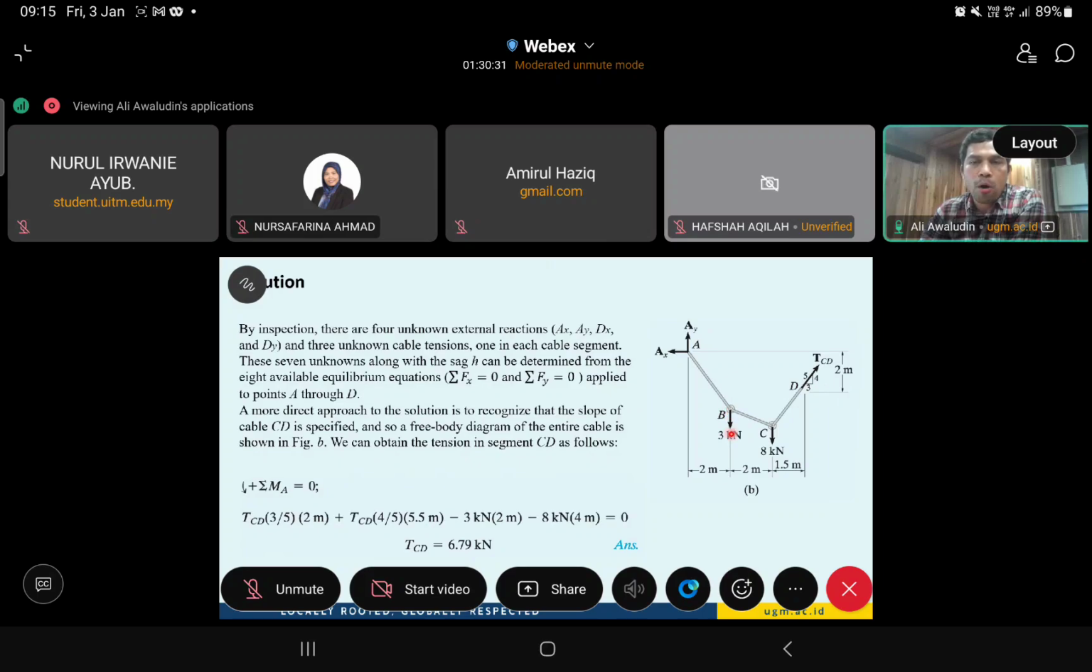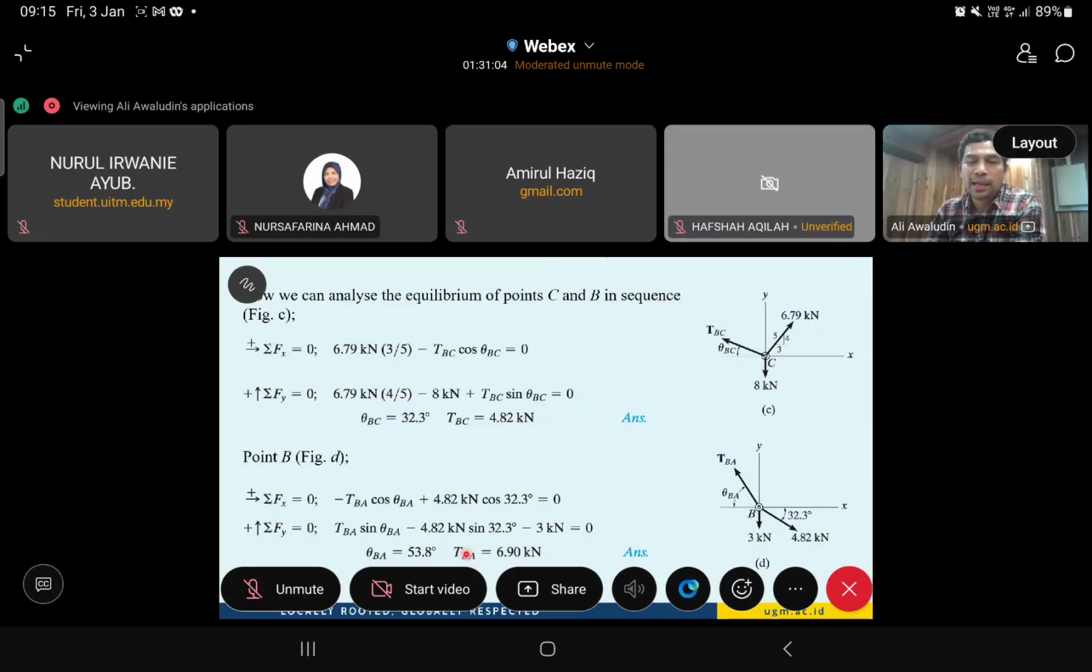Because the moment direction is different, we deduct the moment coming from the load at B, 3.2 multiplied by 2, and also the load force from the C point multiplied by 4 meters. So then we can understand that TCD, the tension force, equals 6 something kilonewton. So we now have the TCD force.